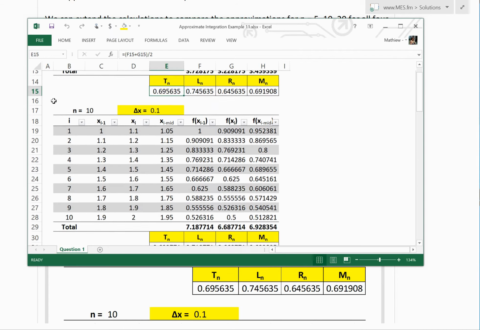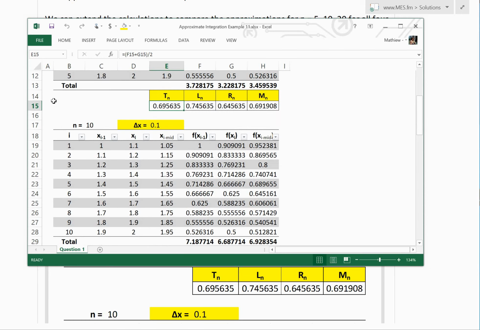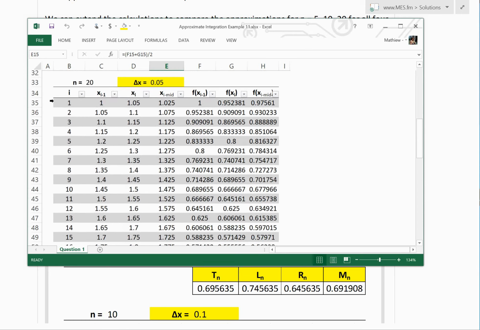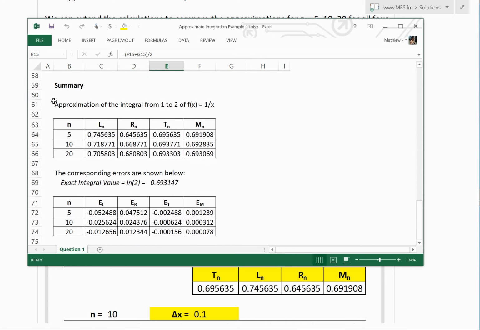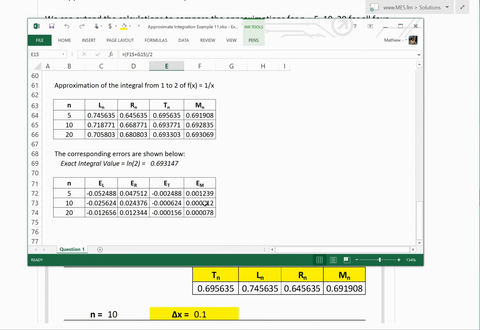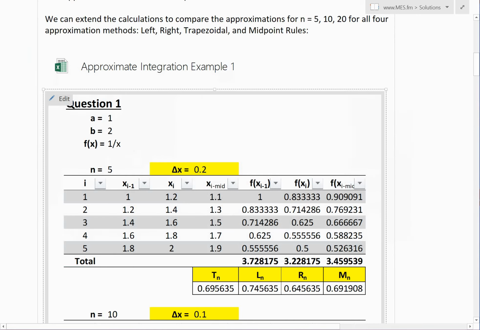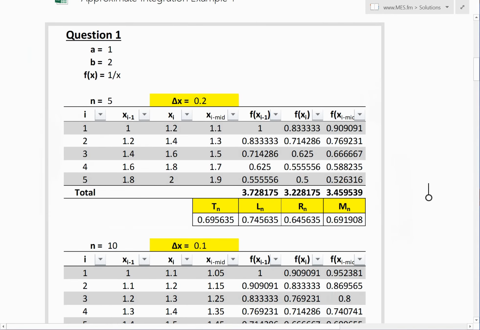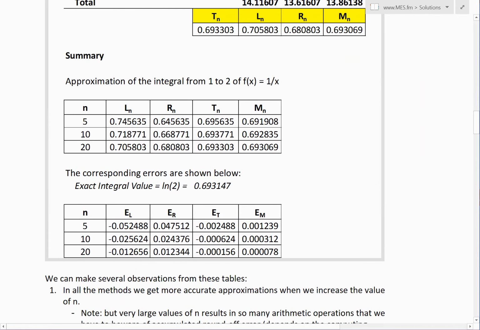And also for n equals 10, as you can see, you just make a bunch more rows, and then our delta x becomes smaller and smaller. And then for 20, we get this, and then here's a summary of all of them: the approximation of the integral from 1 to 2 of f(x) equals 1 over x. And the corresponding errors are all shown here as well. I've copied and pasted this here. Don't save. So what we get is right here. Here's all the data. You can go and review it in detail later on your own.